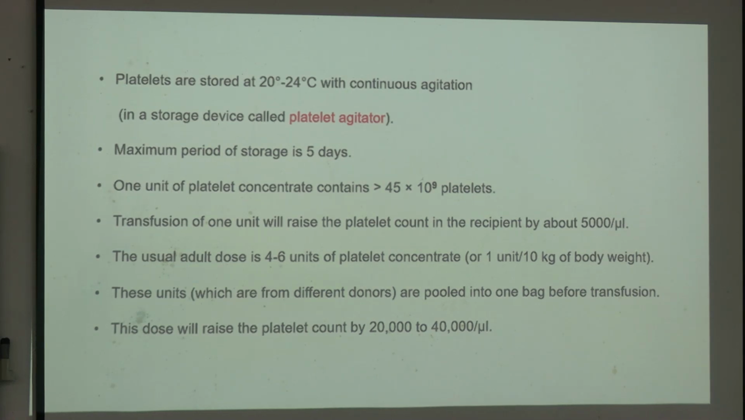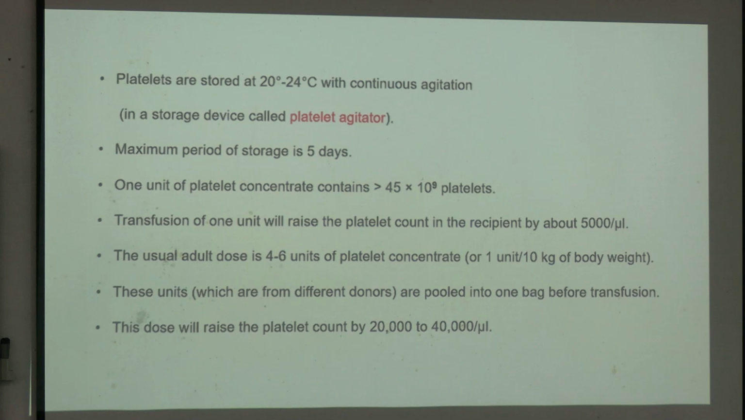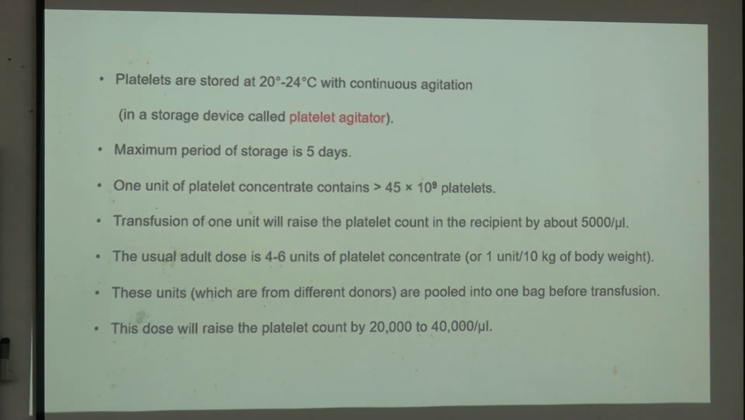Platelets are stored at 20 to 24 degrees centigrade in a storage device called a platelet agitator, and the maximum period of storage is 5 days. One unit of platelet concentrate contains more than 45 x 10^9 platelets. The usual adult dose is 4 to 6 units of platelet concentrate. If we transfuse platelets, the platelet count will increase by 20,000 to 40,000.